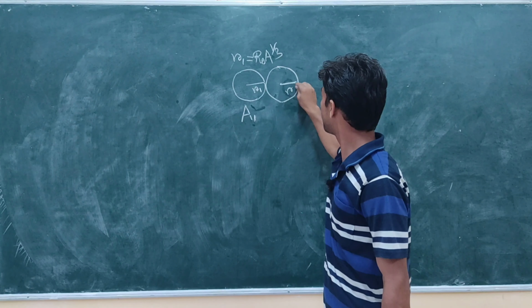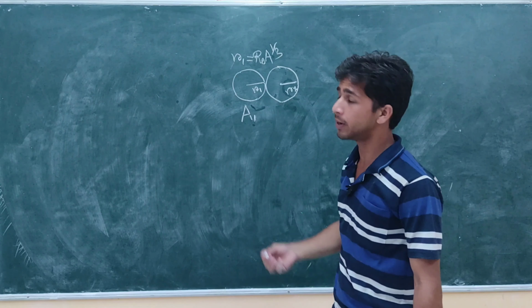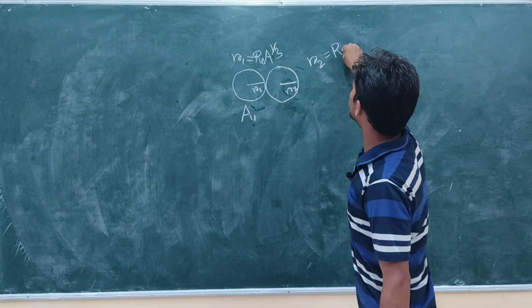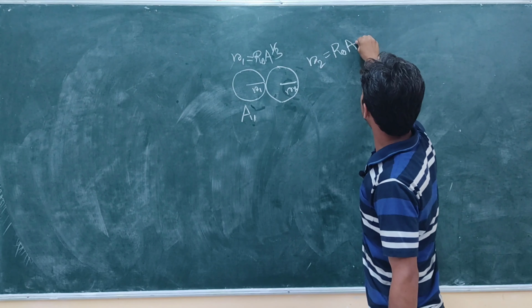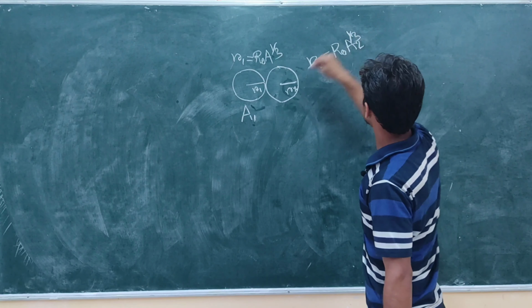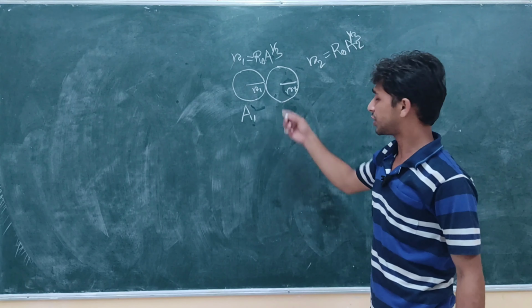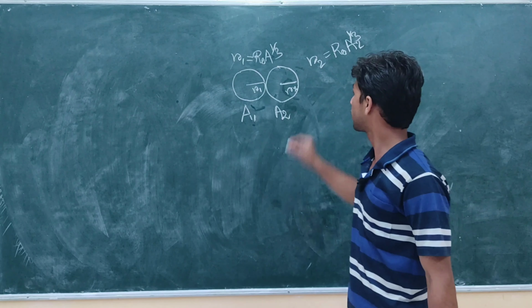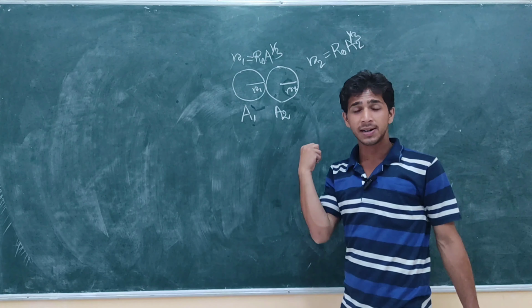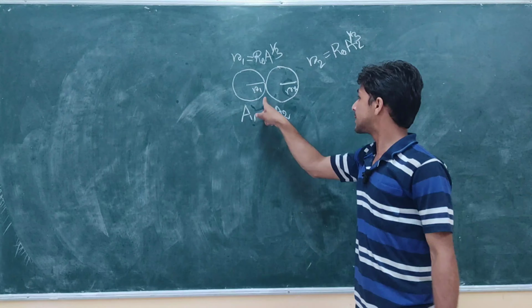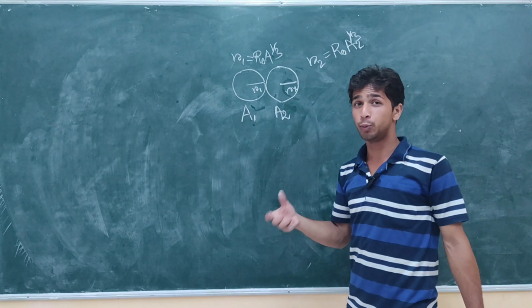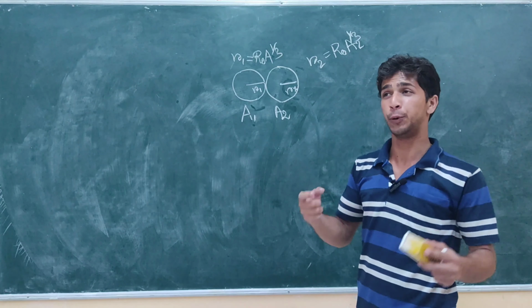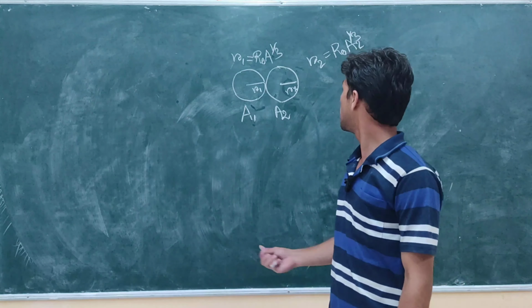And for our second assumption, the other nucleus with which this nucleus will fuse has radius small r2, and r2 is given by r2 equals r0 A2 to the power 1/3, and the second nucleus has mass number A2. So our second assumption is that these two nuclei which will fuse are touching each other with their surfaces.